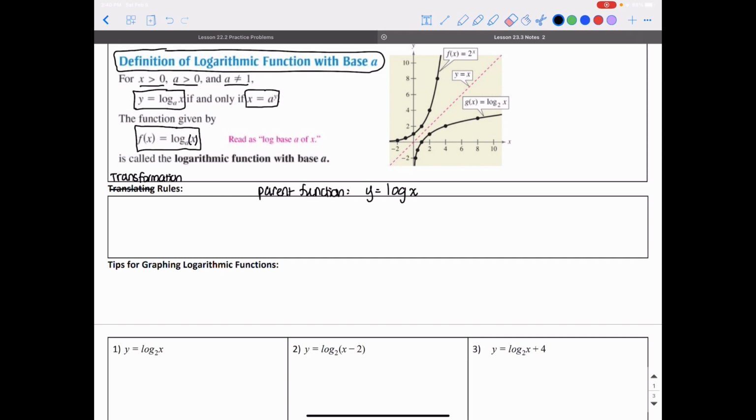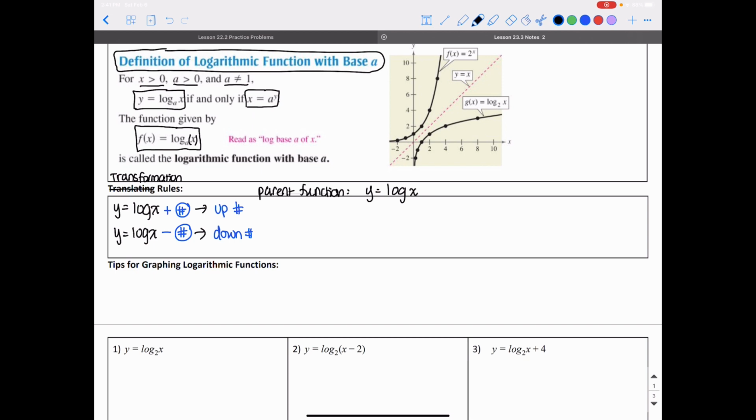To that function, if I see extra stuff, and that extra stuff is on the outside of the logarithm, I'm adding or subtracting something. Let's start with adding. If I'm adding a number outside of the logarithm, every one of my points is moving up that number of spaces. If I see y is equal to log of x, and then I'm subtracting a number on the outside, that means I'm moving down that number of spaces.